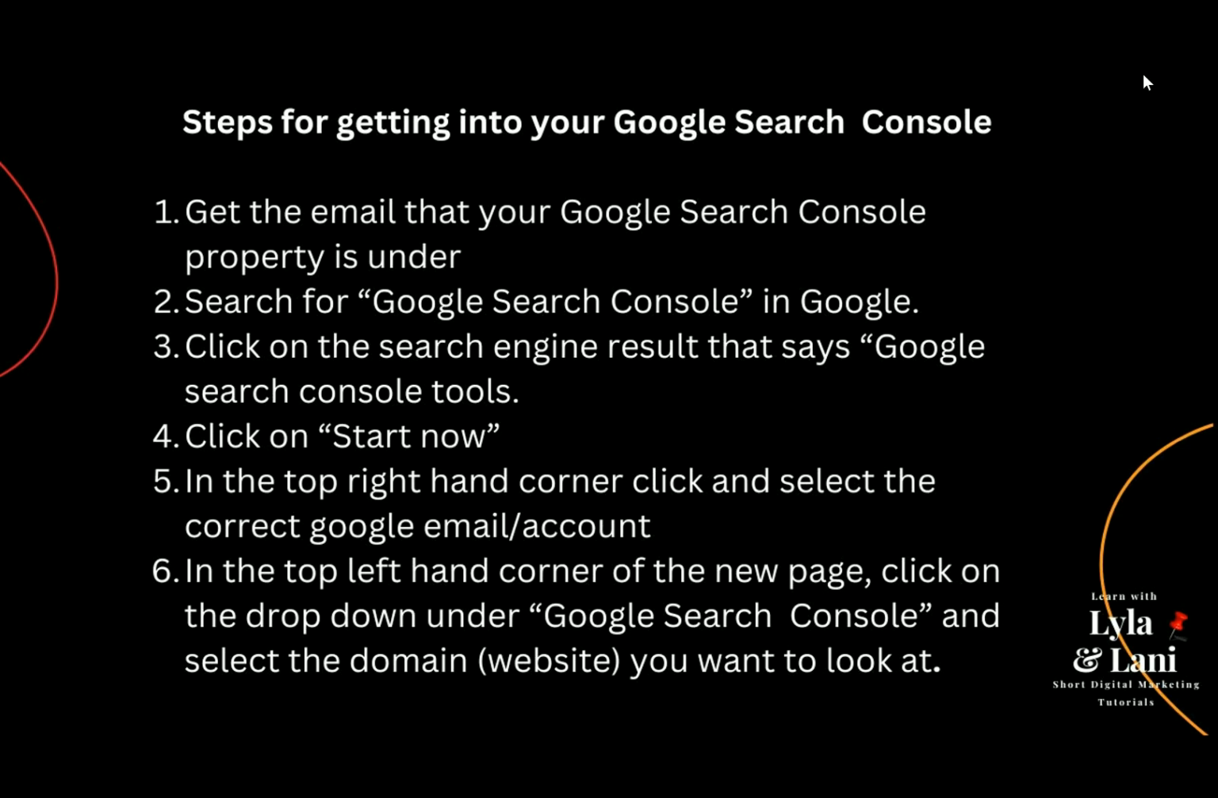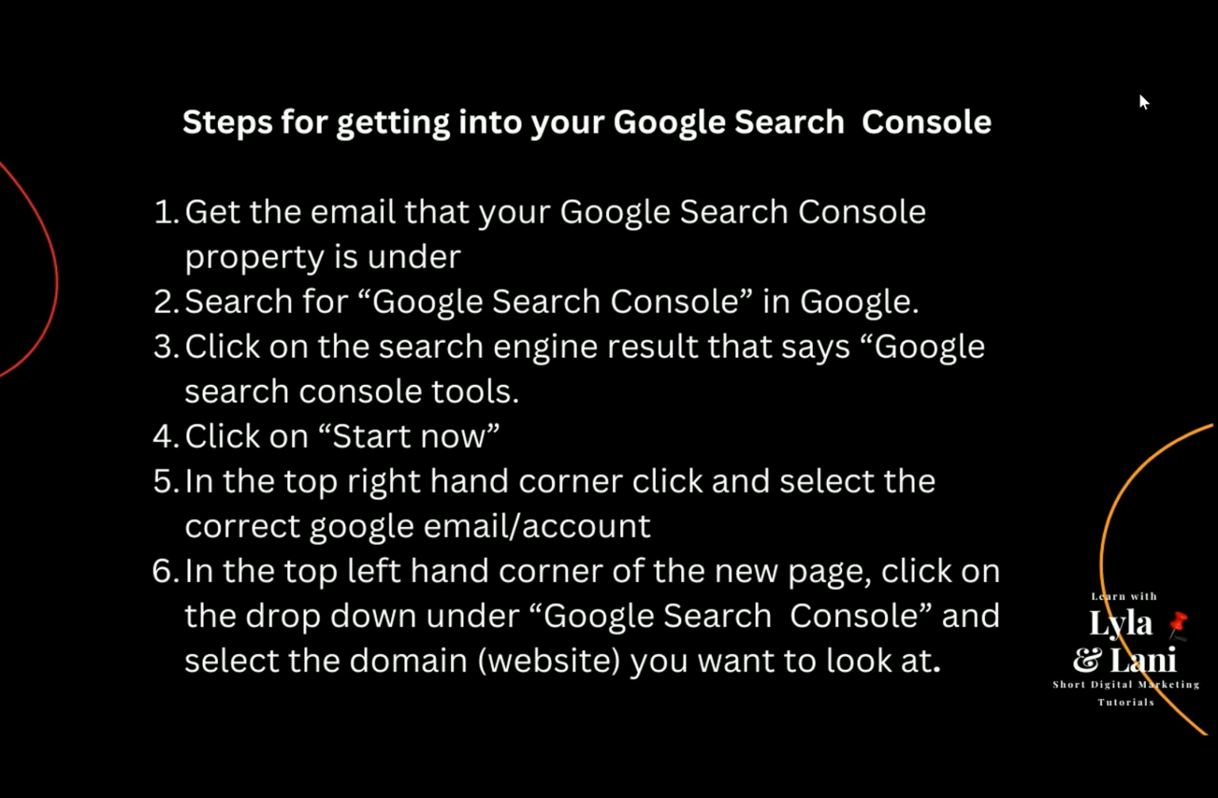Okay, so let's do a quick summary. These are the steps for getting into your Google Search Console. First, get the email or account that your Google Search Console property is under. Search for Google Search Console in Google. Click on the search result that says Google Search Console Tools. Then on that page, click on Start Now. And then there are two scenarios. Either you're not logged into any Google account, in which case you need to select the Google account that the Google Search Console property is under, or you need to add it in.